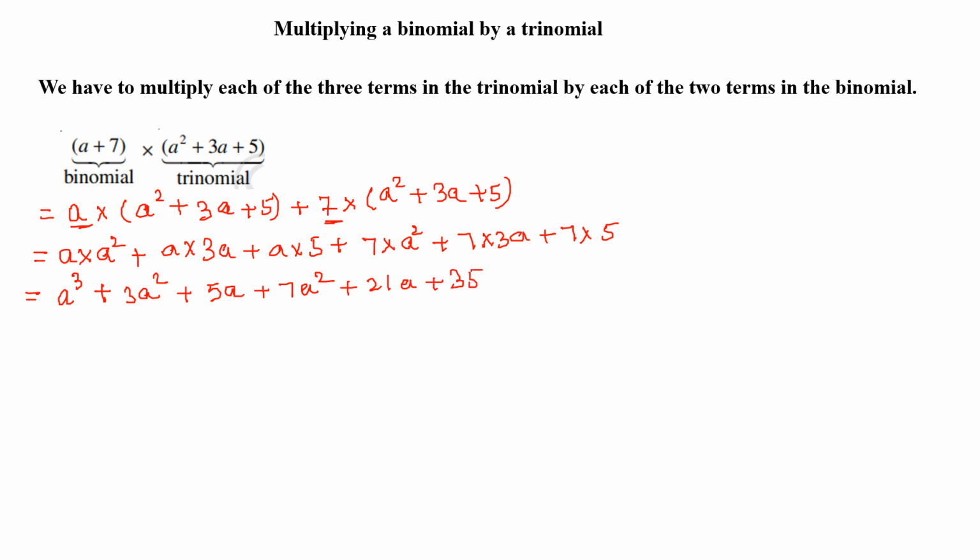Now wherever there is a like term, you have to combine it. You can see 3a square and 7a square, this is one like term. Then 5a and 21a, this is also a like term. So you have to combine the like terms.